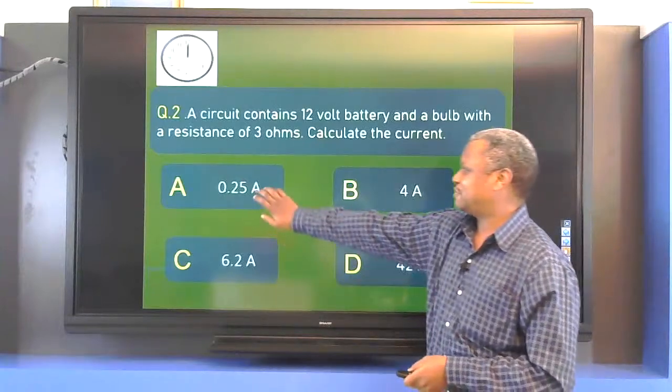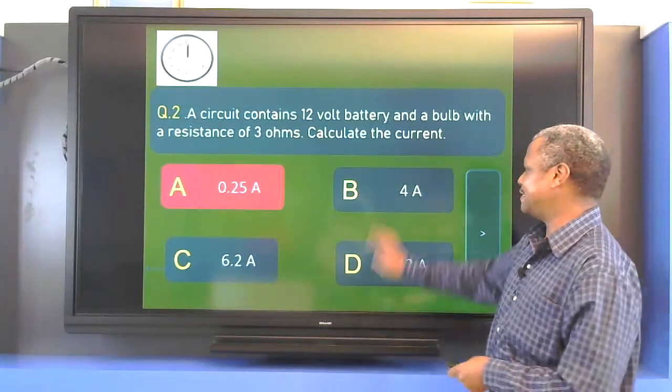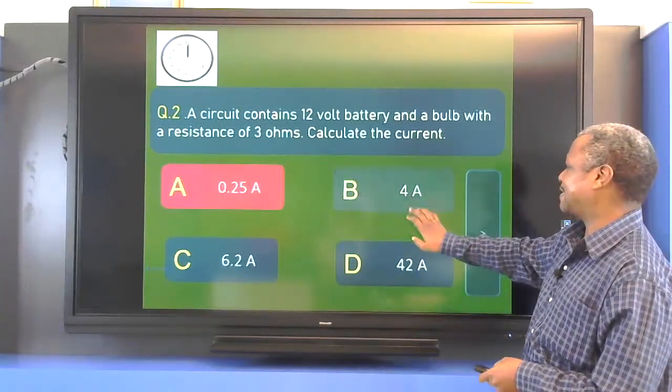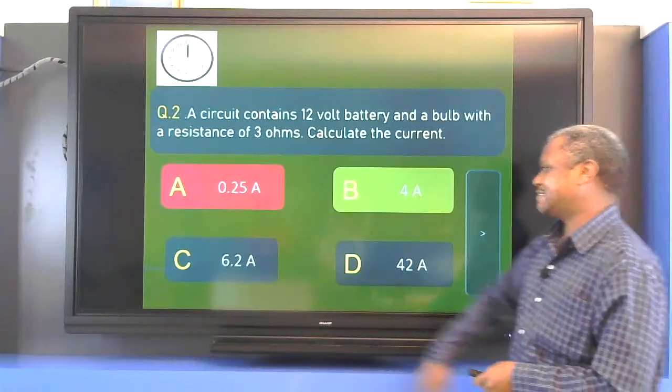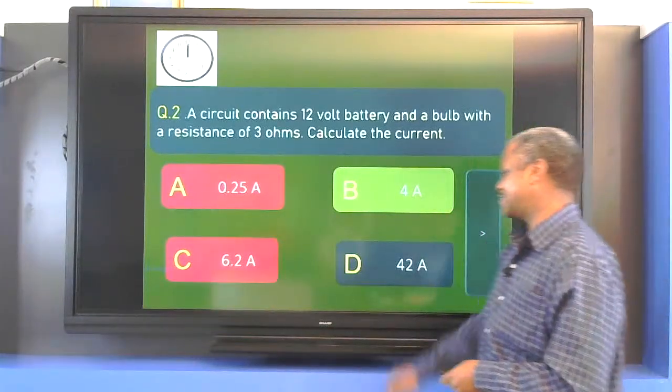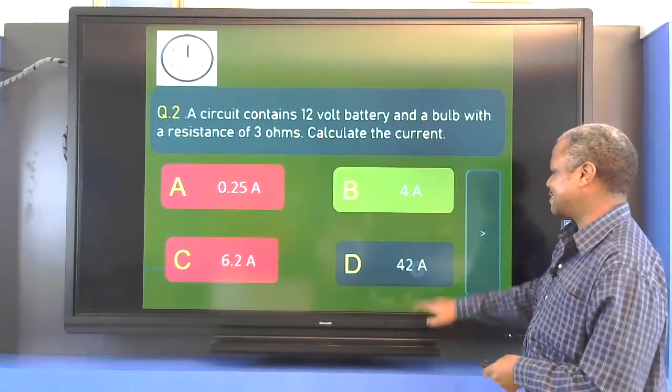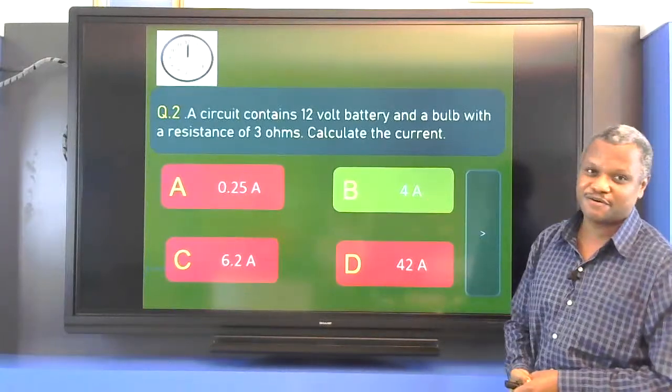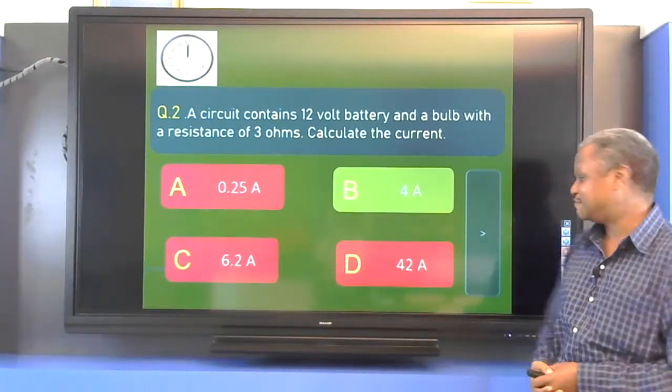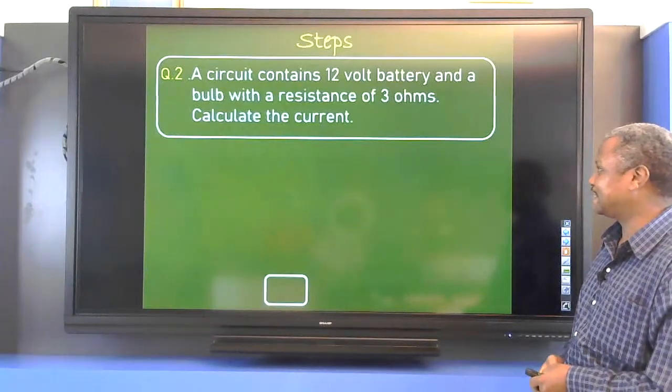Okay, A, 0.25, wrong. B, 4A, I guess is the correct answer. C, 6.2 A is not the correct answer. D is also not the correct answer. The correct answer is B, 4A. Now, how did we find this answer? How did we get to this?